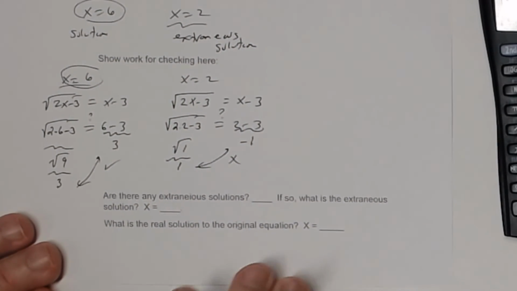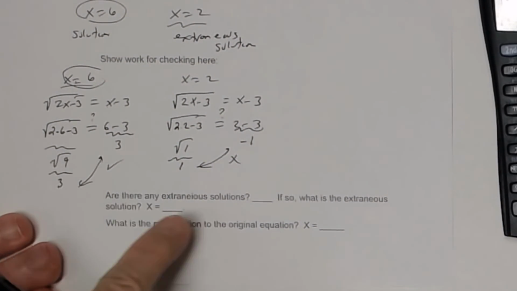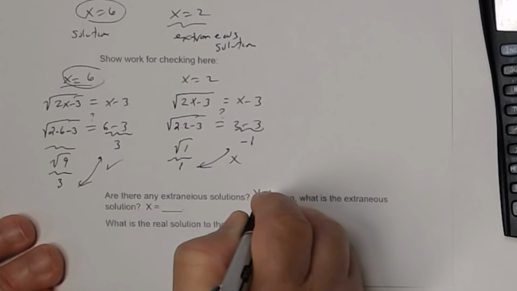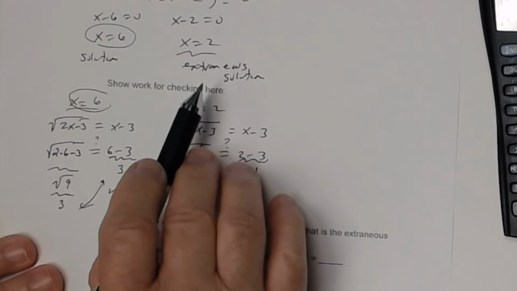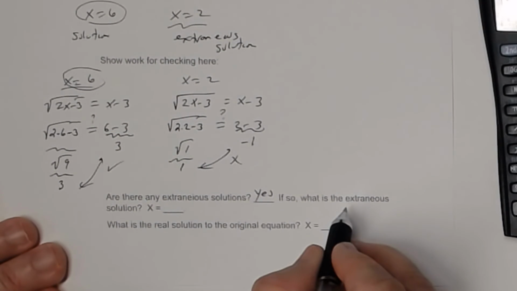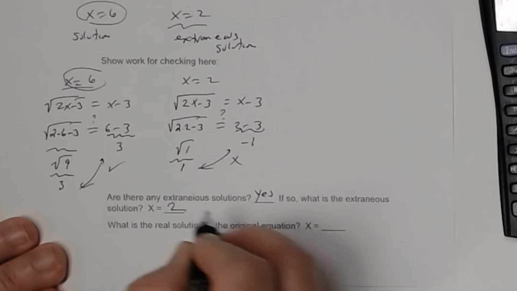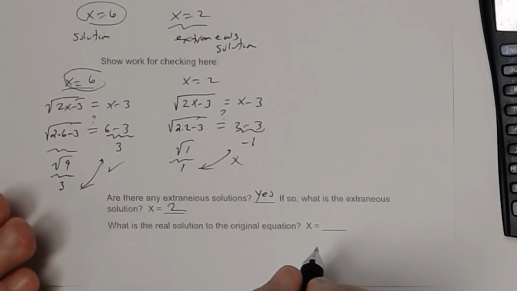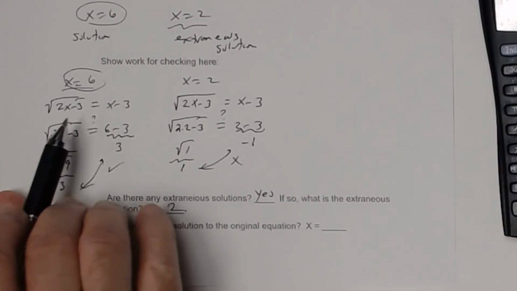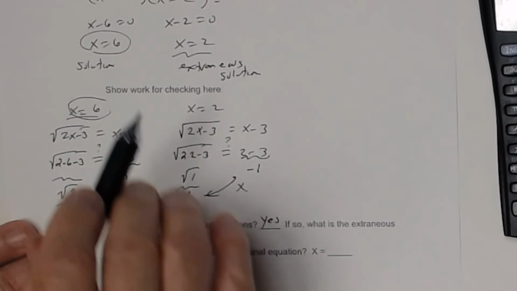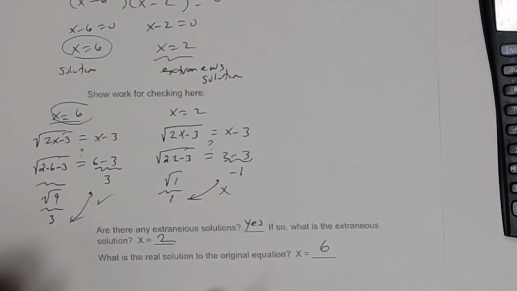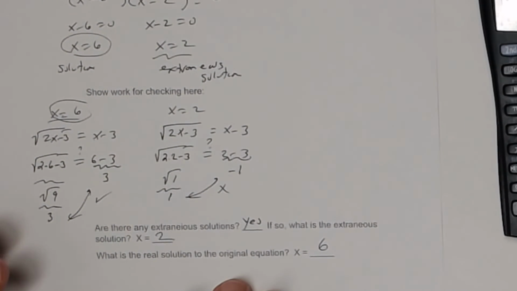So now let's go ahead, and I even kind of made it easier for you. I'm asking, are there extraneous solutions? The answer is yes. We just know that now, right? 2 is an extraneous solution. If so, what is the extraneous solution? So it's 2. So what is the real solution to the original equation? The real solution to the original equation is 6, right here. Okay? All right. So the solution to the original equation is 6.